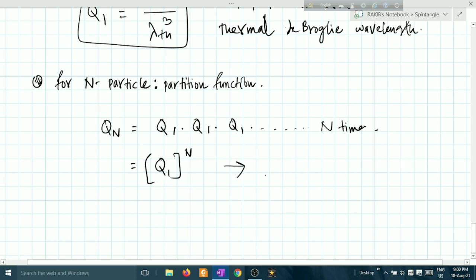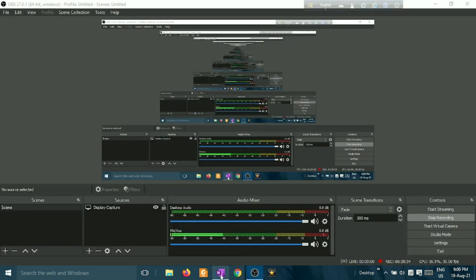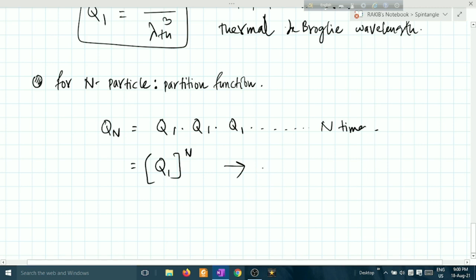This is the problem which we encountered in the case of the Gibbs paradox. If you are not familiar with this, you may go to the video on the removal of the Gibbs paradox, and you can easily see that this is the distinguishable particle partition function, and in the case of indistinguishable particles, you have to put an extra n factorial term in the denominator. So q is q1 power n, in the case of distinguishable.